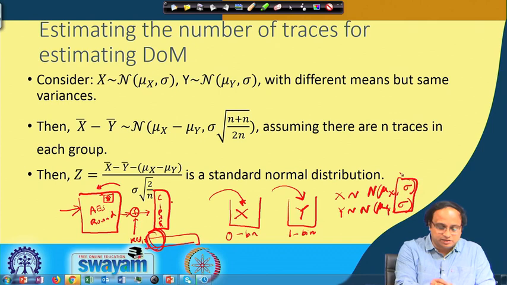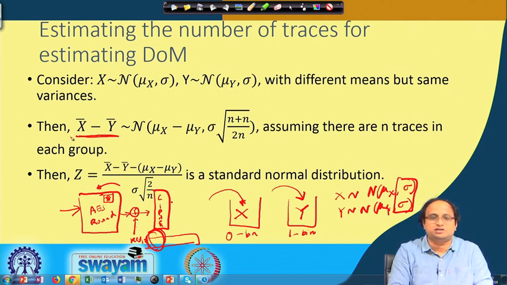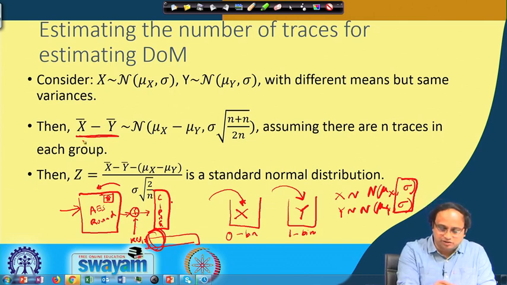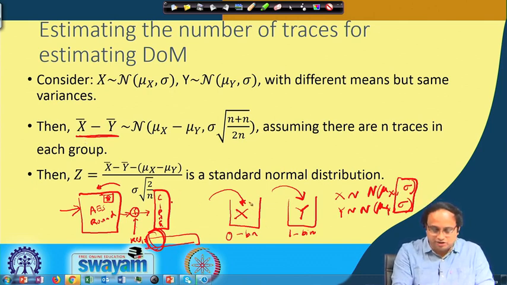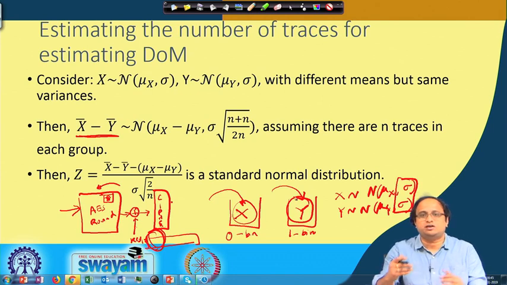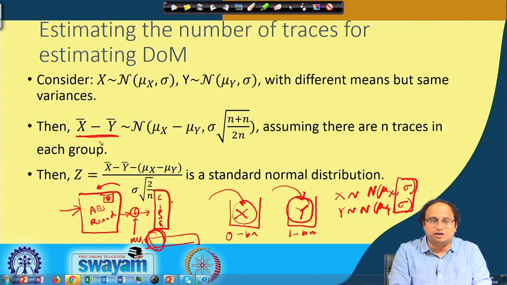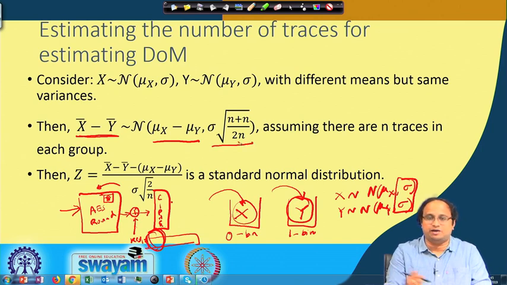Therefore, the interesting thing is that what we need is to estimate the distribution of x bar minus y bar. That is, I have taken the sampling distribution of the average of this distribution, and the sampling distribution of the average of that distribution, and then I am considering the difference of them. That is denoted as x bar minus y bar. This will also follow a normal distribution, where the mean will be mu x minus mu y, but the interesting thing is that the variance will get added up.